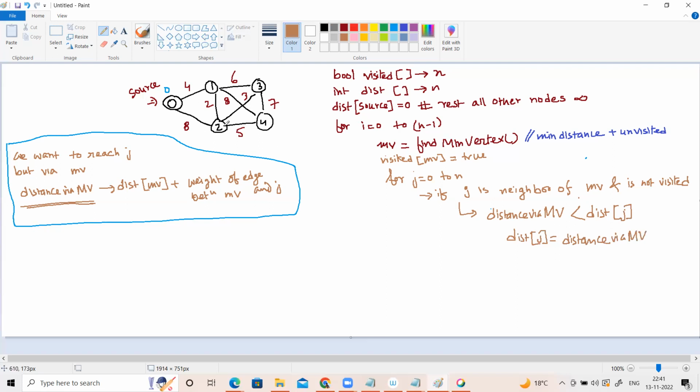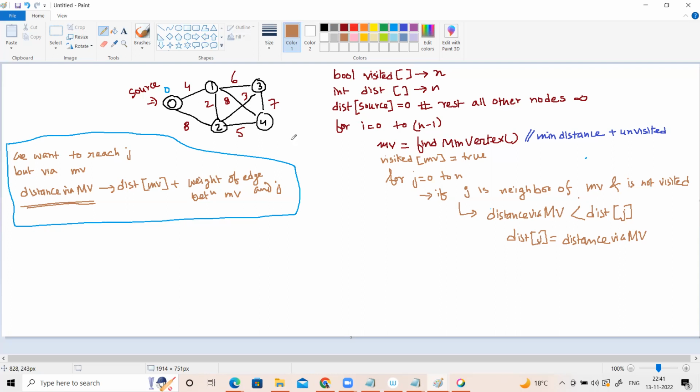So first of all, in this case, if we iterate for 0, 1, 2, the value is going to be 8, right? But next time when we consider 1, we can see 4 plus 2. That means distance via MV is going to give us 6, which is the minimum between 8 and 6. So 6 is going to be updated, right? So we need to repeat this process, and we need to find out the relevant and actual stuff.